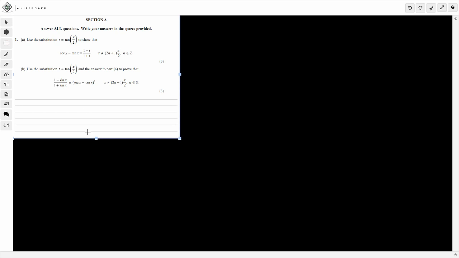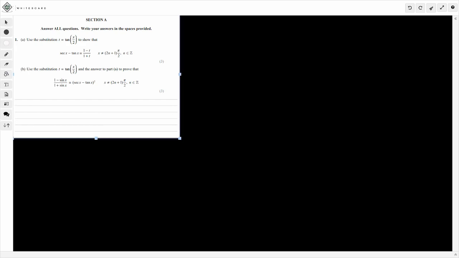So question 1 here is a t substitution or a t angle formula, or even half angle, whichever you know it as, style question. So part A, we're asked to show, using the substitution t is equal to tan x over 2, that sec x minus tan x is identical to 1 minus t divided by 1 plus t. So that's for 3 marks. So what's the easiest way to do this?